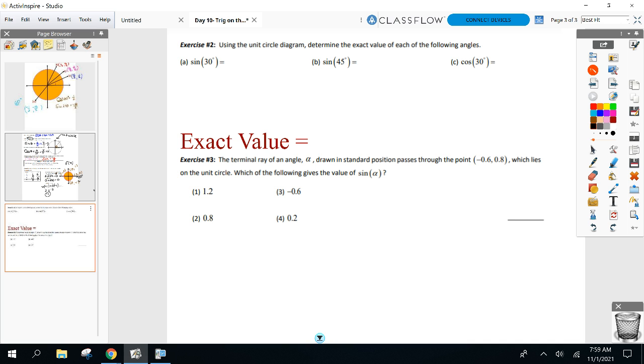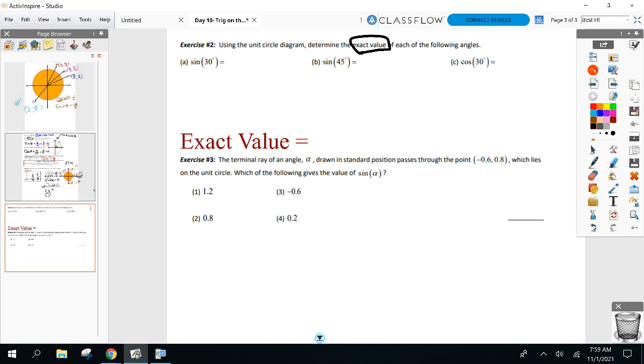All right, so use the unit circle diagram to determine the exact value of these angles. First, this is your first time seeing these directions, and you're going to see them a heck of a lot more. Exact value. Please jot this down somewhere. When you're asked for exact value, the long decimal on your calculator will never, ever cut it.